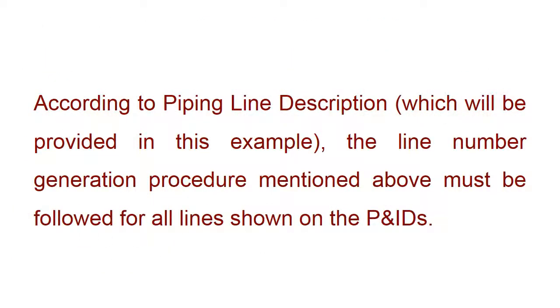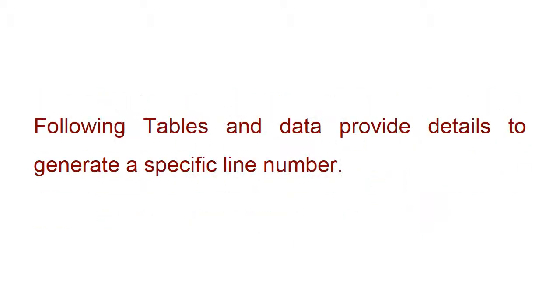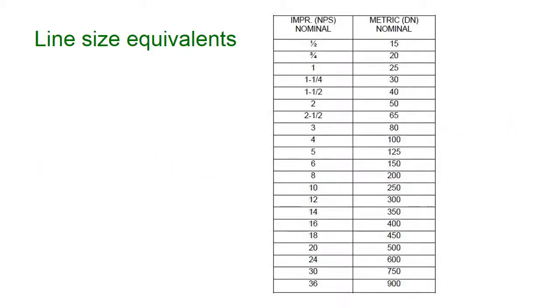According to the piping line description, which will be provided in this example, the line number generation procedure mentioned above must be followed for all lines shown on the P&IDs. The following tables and data provide details to generate a specific line number. Line size equivalence.